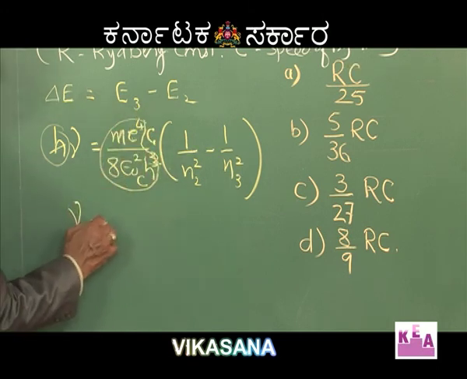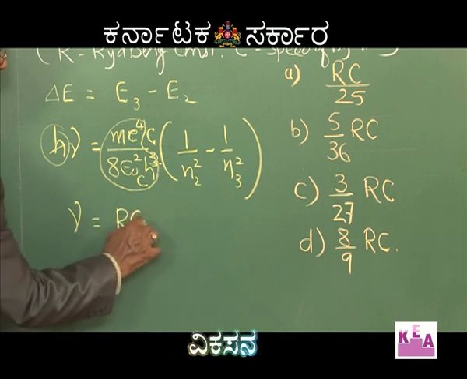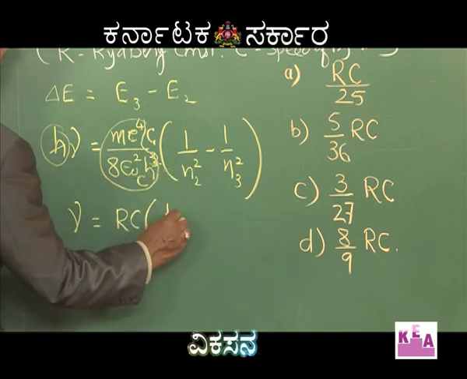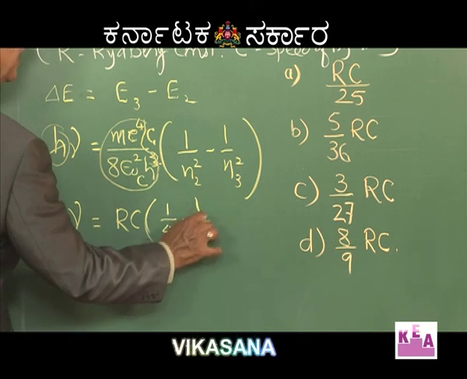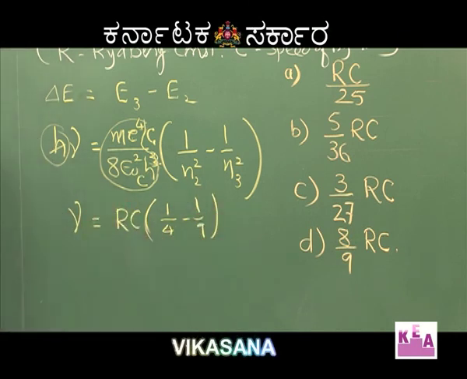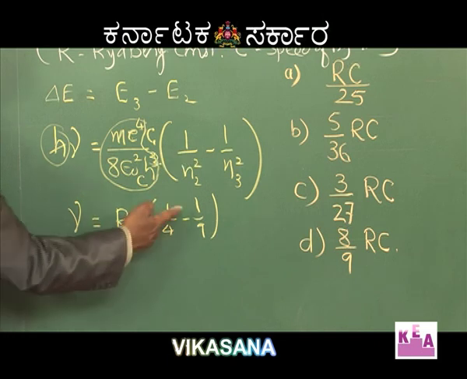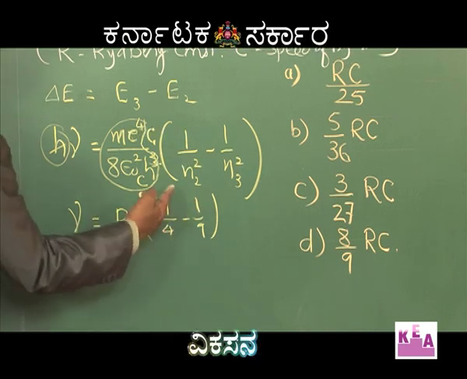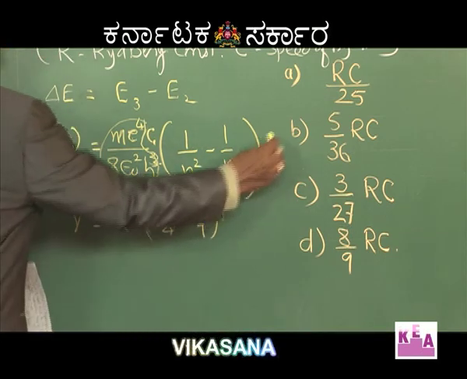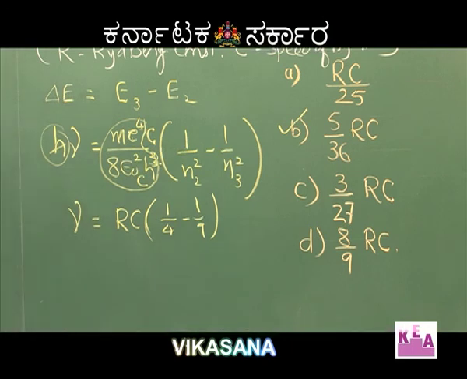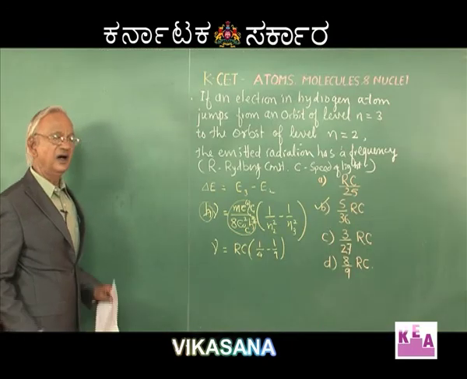So frequency nu equal to R into c, and here 1 by 2 square is 1 by 4, 1 by 3 square is 1 by 9, and the LCM will be 36. So your denominator is 36, 9 minus 4 is 5. So 5 by 36 into Rc, which is the correct option. So the correct option is B, 5 by 36 into R into c.